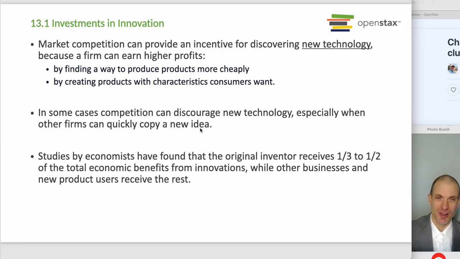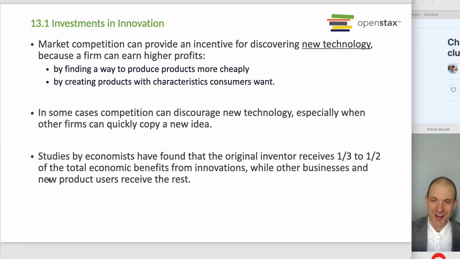So why would you develop and build your lab and make all these investments in a better technology that your rival is just going to copy for free? That's bad. Studies by economists have found the original inventor receives 1/3 to 1/2 of the total economic benefit from innovations. Other businesses and new product users receive the rest.